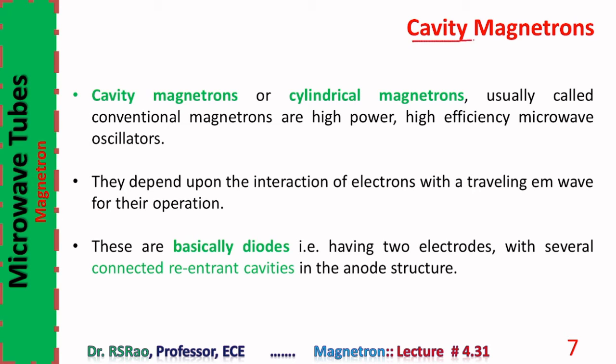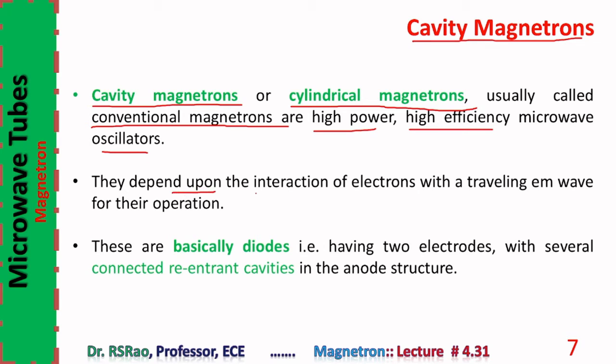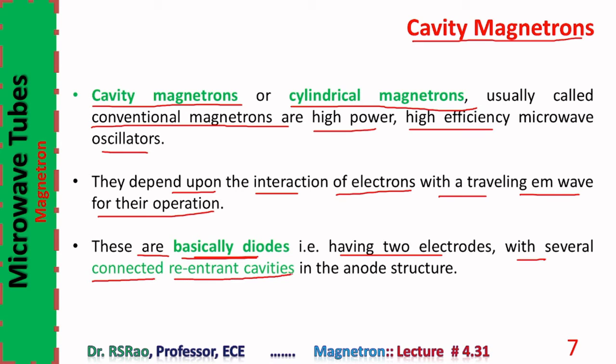Now, cavity magnetrons. Cavity magnetrons are also called cylindrical magnetrons, or conventional magnetrons. These are high power, high efficiency microwave oscillators. They depend upon the interaction of electrons with a traveling EM wave for their operation. These are basically diodes having two electrodes with several connected re-entrant cavities. Note, cavities are resonators. They act as resonators at microwave frequency.